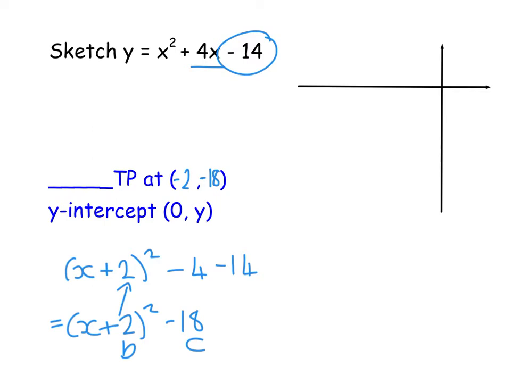Now we have to decide, is this a smiley face or a sad face? Is it a minimum or a maximum? So because your x squared is positive, it means we've got a smiley face. So we have a minimum turning point.